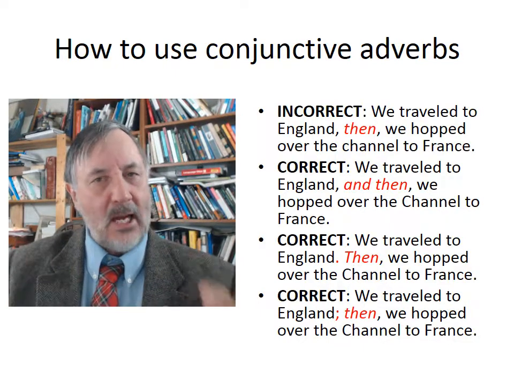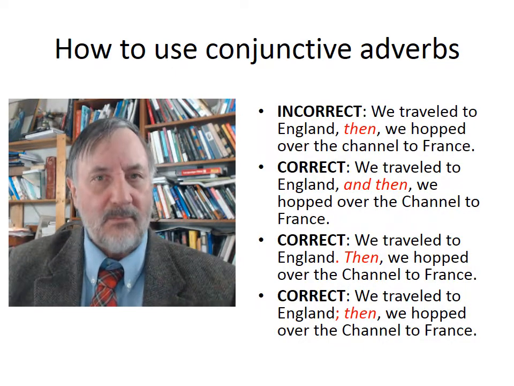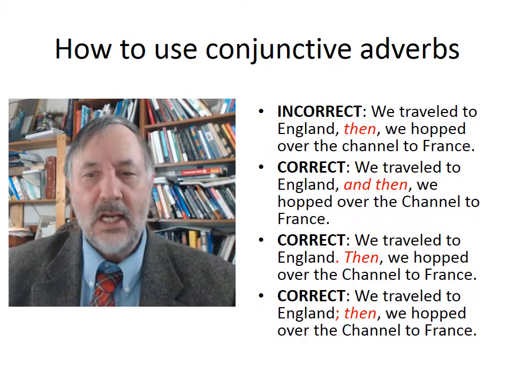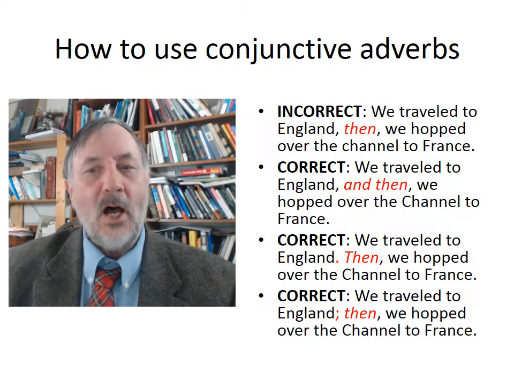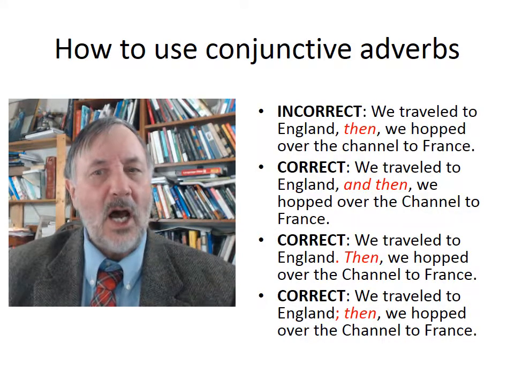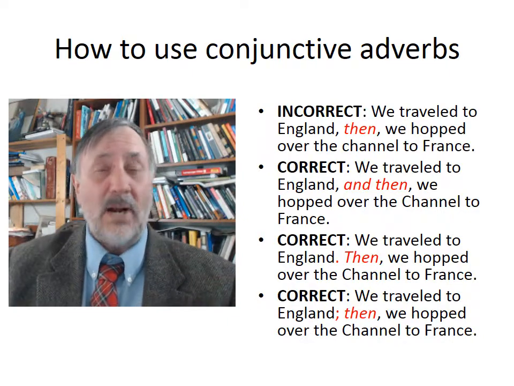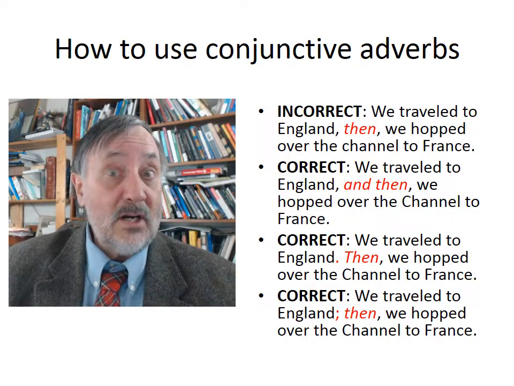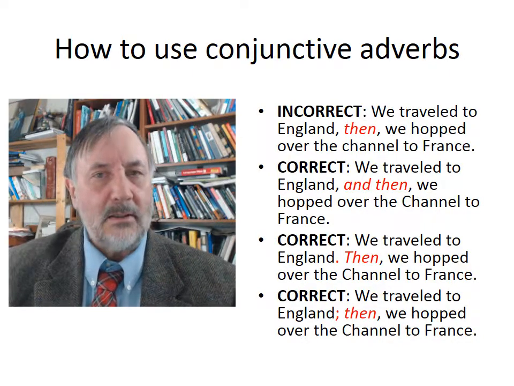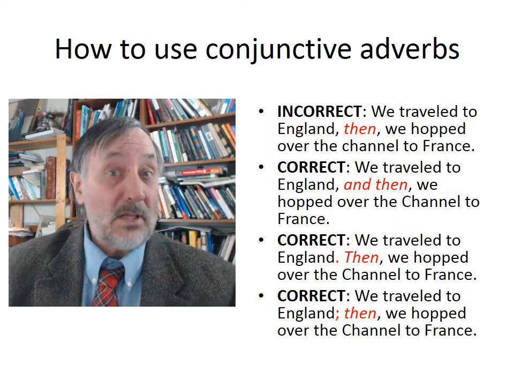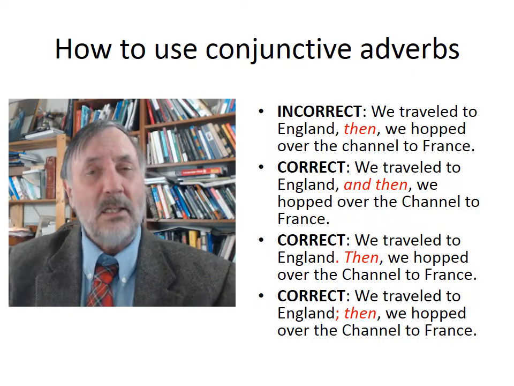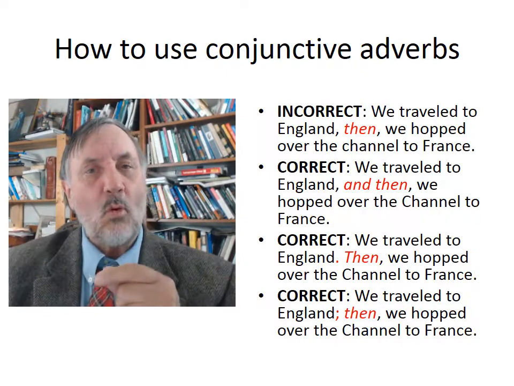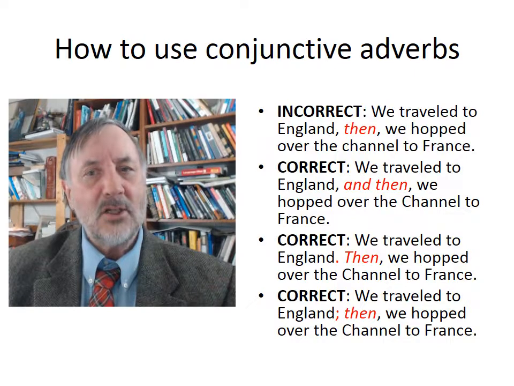Okay, so we know now that we cannot use the conjunctive adverb, the false conjunction, as if it were a conjunction. So we cannot say, as we see in the first sentence example over here, "We traveled to England, then we hopped over the channel to France." As a matter of fact, there might even be some confusion if you wrote that, because how does the reader know that it's not "We traveled to England then. We hopped over the channel to France"? I mean, you're not quite sure which way to read it. But beyond that, it does not work. The word then does not work as a conjunction.